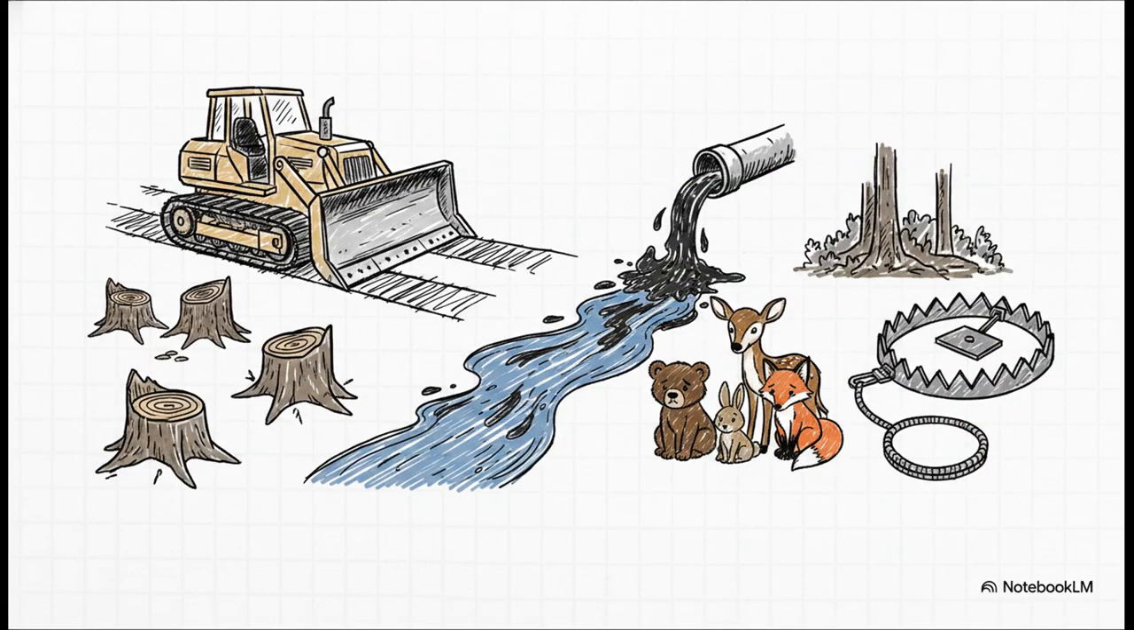And finally, there are anthropogenic factors. Now, that's a really big scientific word, but it just means human activity. Things we do every single day have massive impacts on wild populations. Deforestation destroys their homes. Pollution poisons their water and air. Hunting directly removes individuals, and urban development literally paves over the spaces they used to live. Honestly, human actions can be one of the biggest challenges a wild population faces.